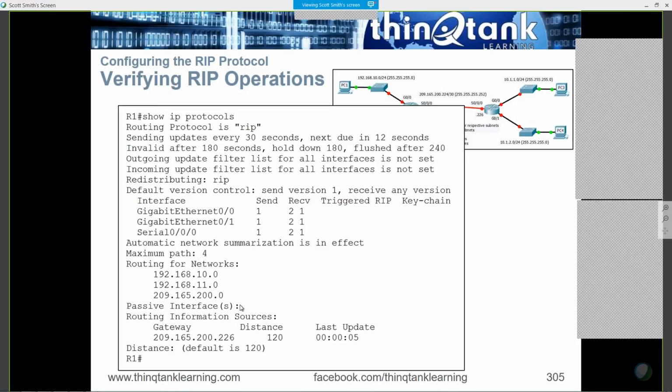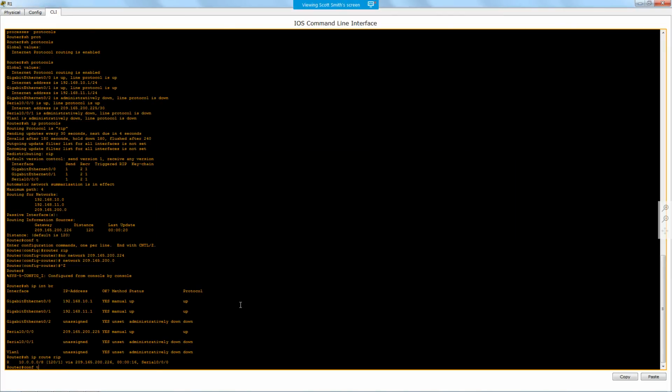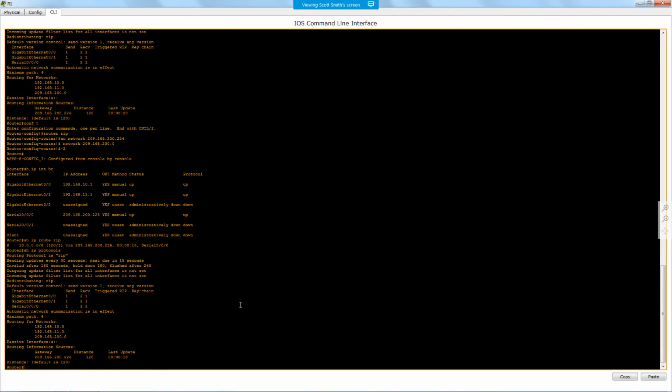Okay? What version of RIP am I sending? I can see which interfaces are running RIP. Gig 0/0, Gig 0/1, Serial 0/0/0. They're all sending version 1. They can receive both, but they're sending version 1. Automatic network summarization is in effect. We'll talk about that in a second. That's a pretty crappy thing that RIP does as well.